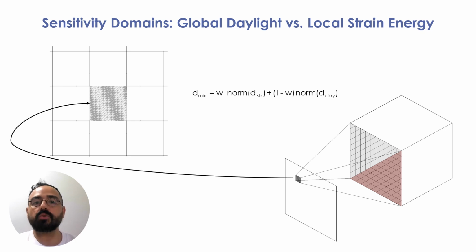When merging these fields, we must address their spatial characteristics. Daylight sensitivities are globally coupled. One pixel opening changes the illumination across the entire room. On the other hand, structural sensitivities are highly local, driven by an element's individual strain energy. To resolve this, we dynamically normalize both domains by their standard deviation and merge them using weighted factors, where W equals 1 represents pure structural compliance and W equals 0 represents pure daylight.